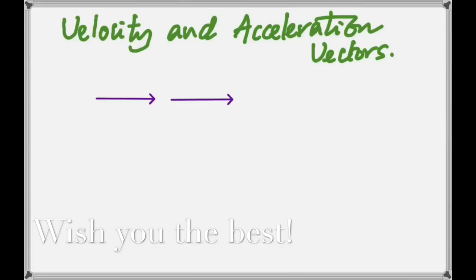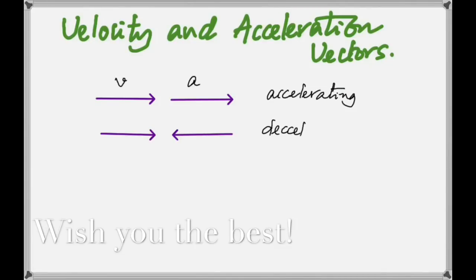An object is moving to the east and accelerating, means speeding up. What is the direction of its acceleration? An object is moving to the east and speeding up. What is the direction of its acceleration? To east. What if the object is moving to the east and slowing down? What is the direction of its acceleration? West. To the west. That's what I want you to know.